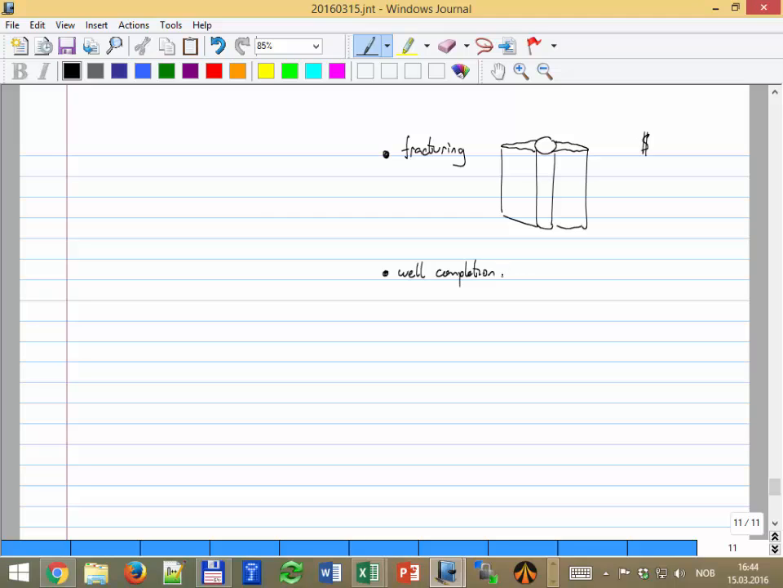That means, for example, drilling side tracks or a multi-branch, multilateral well. Putting also equipment like you saw today, an inflow control valve, an inflow control device. For example, you can also change the tubing.